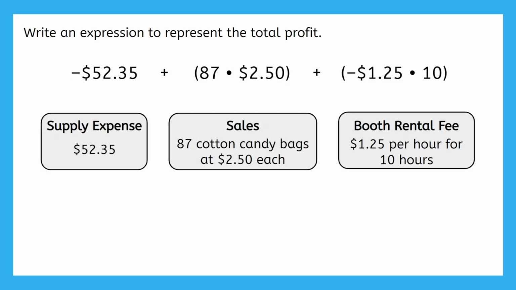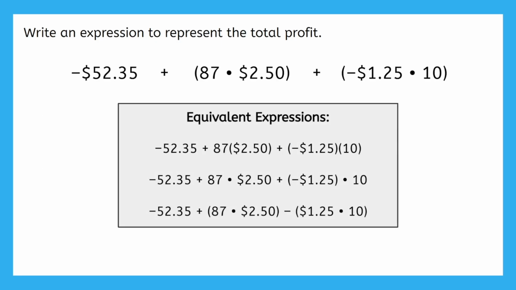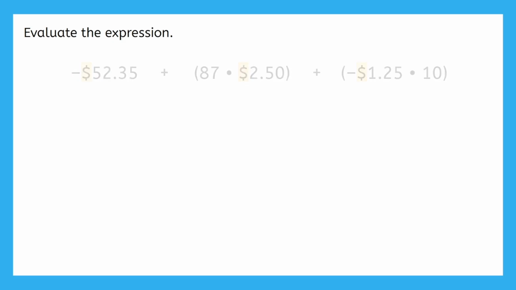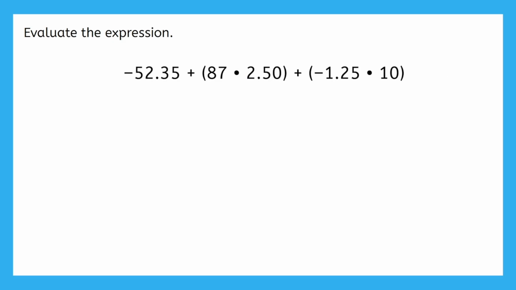You might have written your expression a bit differently than me, and that's totally okay. Here's a few other equivalent expressions that represent our situation. Now we can find our profit by evaluating the expression. The dollar sign shows the units. Let's remove those so we can focus on the decimal operations in the expression. We'll apply the units again at the end.